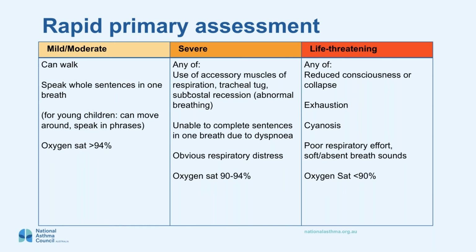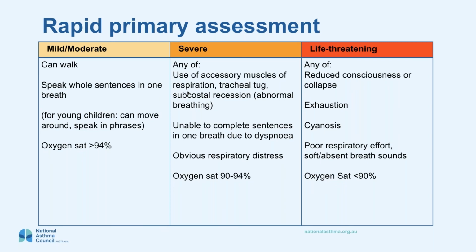So mild to moderate, children can generally walk around or they're running around and playing as they generally do, speaking whole sentences in one breath, and oxygen sats are generally greater than 94%. If they're in a severe exacerbation, they would be using those accessory muscles or subcostal recession, tracheal tug. They'd be unable to complete sentences in one breath. They'd be in obvious respiratory distress, and oxygen sats may be between 90 to 94%. And if it's life-threatening, it could be any of those symptoms there. So reduced consciousness or collapse, exhaustion, cyanosis, poor respiratory effort, or it may be absent breath sounds, and their sats are generally less than 90%.